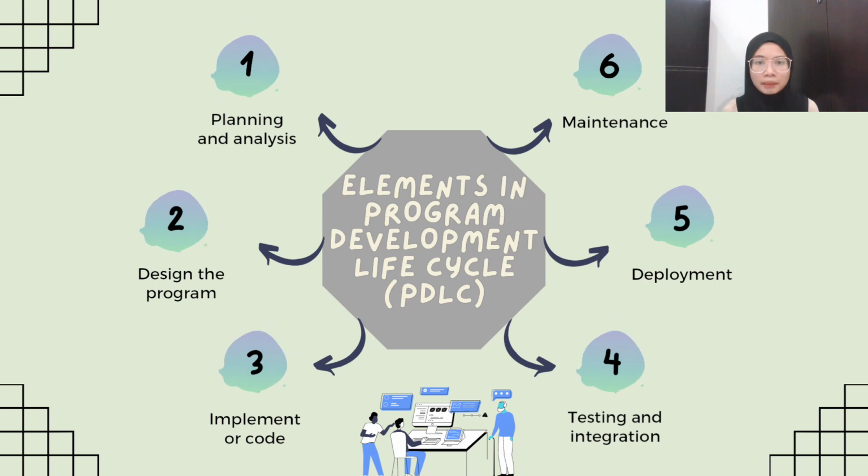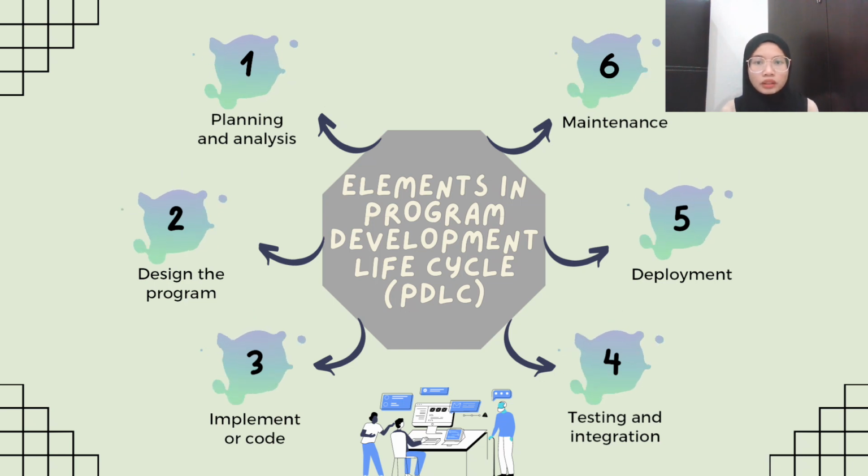Now, I will present the elements in PDLC, which is Program Development Lifecycle. The first element is planning and analysis. This part talks about the criteria of the program and how it works.